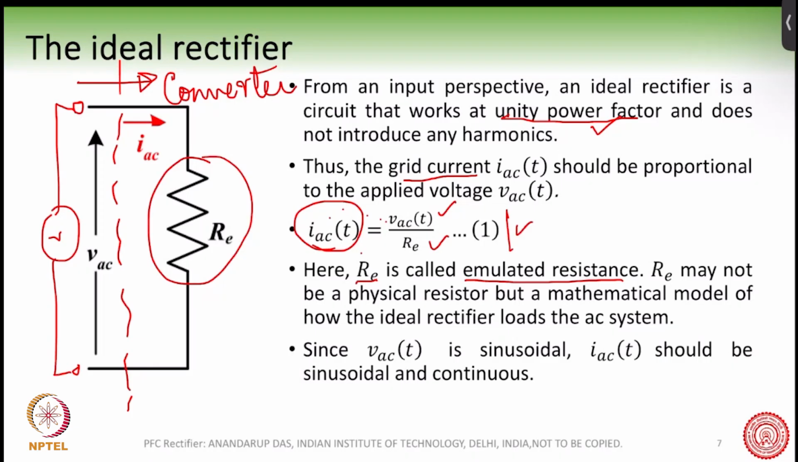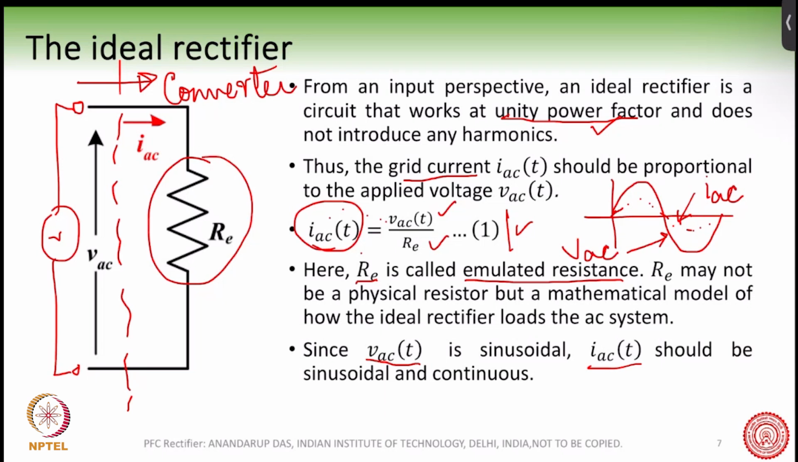And one more important point: VAC is a sinusoidal quantity and it is continuous in nature. So therefore IAC should also be sinusoidal and continuous. So we can always say that if this is the VAC, IAC is nothing but a scaled version of the voltage. So this is IAC and this is the VAC. This is what we want.